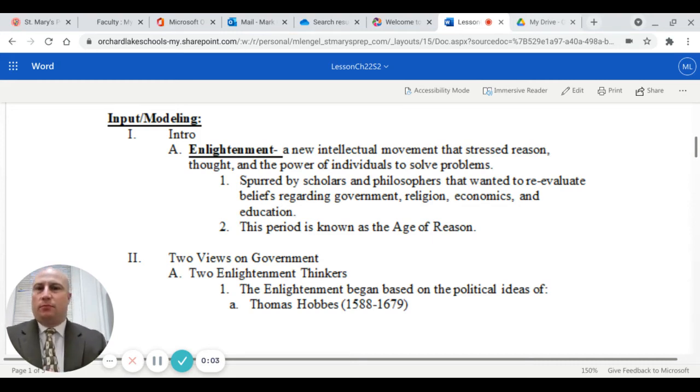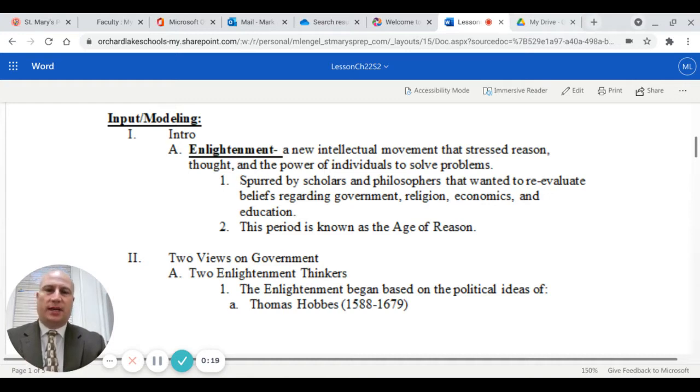This is one of the more important sections in world history that we'll cover this year. If you're interested in politics and understanding the difference between conservatives and liberals, Democrats and Republicans, it starts here in the time period of the Enlightenment.